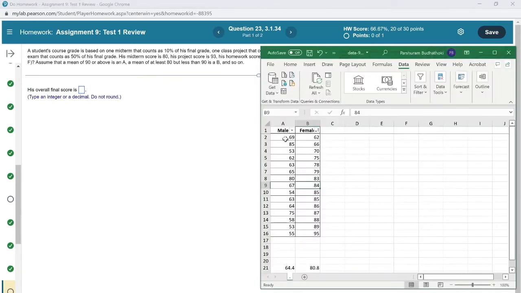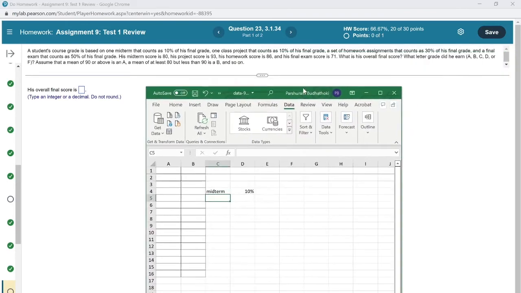So whenever you try to, let's say there are different categories: midterm, 10%. Next category is class project, that is also 10%. Next category is homework, that is 30%. And then final exam, that is 50%.